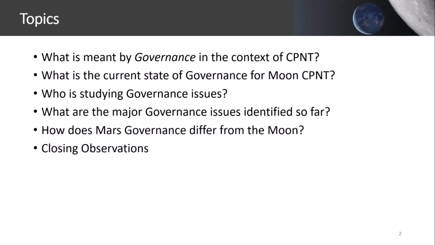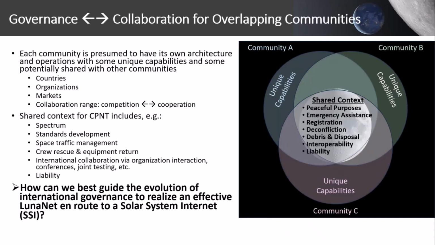So let's start with reviewing the topics I'll cover. I need to start by defining what's meant by governance in this context. But we also need to look at what's the current state of governance and who is studying governance issues. What are the major issues that have been identified so far? And then I'll segue to talking about Mars and how it differs from the Moon before providing some closing comments.